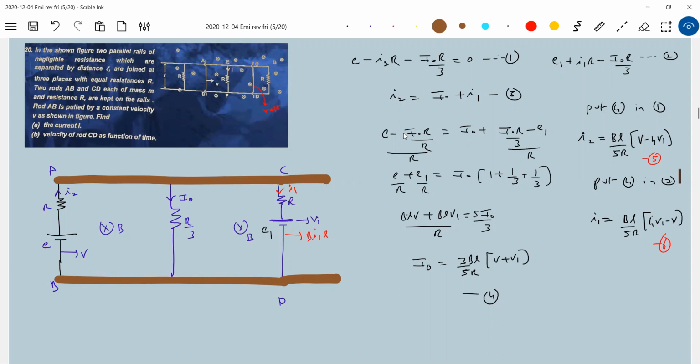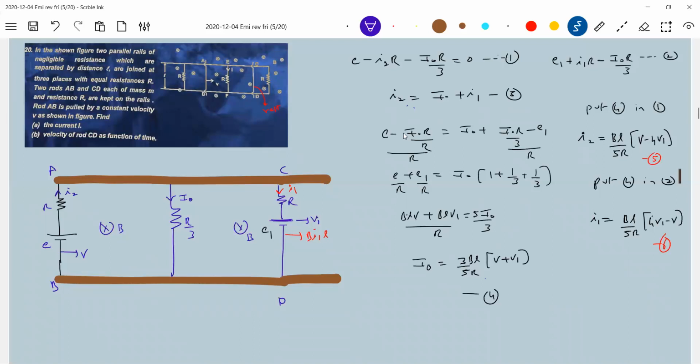Sir, from these three equations, you found out 4 variables. You found out V1, you found out I1, I2, I0. 4 variables you found out. I'll substitute I0 here, I'll substitute I2, then I'll substitute I1. I'll get the expression for V1. Sir, maybe there is some calculation mistake, but from three equations, how can we get four answers?